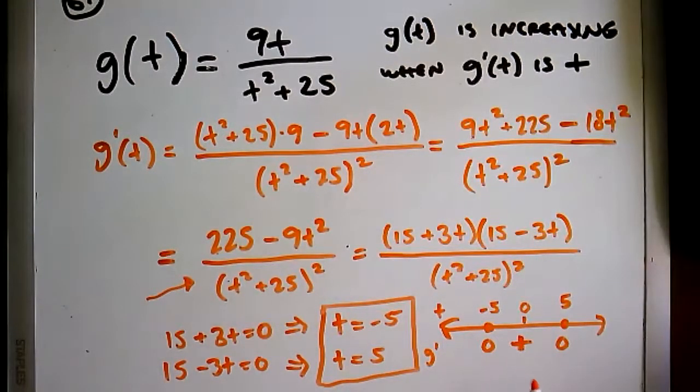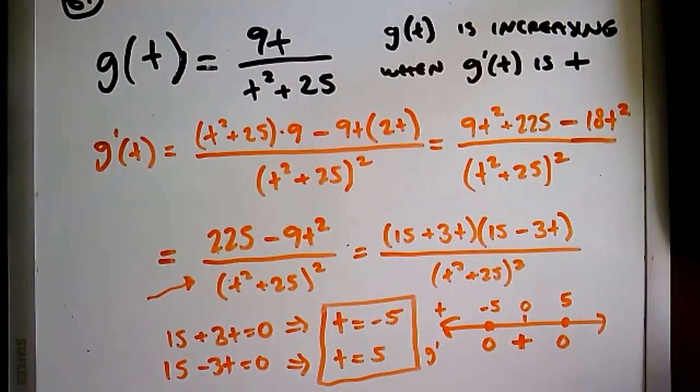And so that tells us that we've actually identified one of the intervals for which g is increasing. So g is going to be increasing in between -5 and 5. We have 2 more intervals to test now. We need to know what happens when t is less than -5 and when it's more than 5.